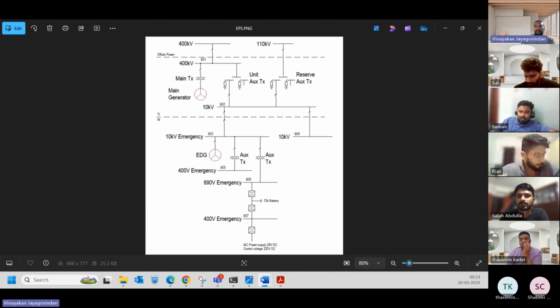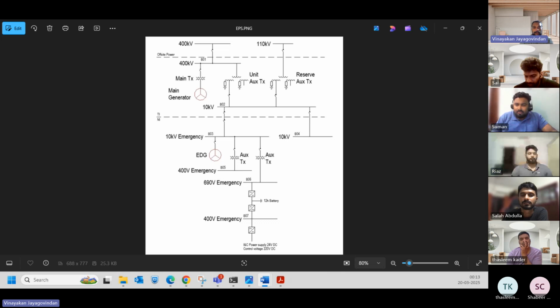So in a nuclear power plant, as we concluded, the emergency power supply system in a loss of AC scenario is a vital component of the plant safety infrastructure. And by designing a redundant, diverse, and reliable power system, the nuclear power plant can ensure continuous operation of safety critical systems during emergencies, preventing catastrophic failures and protecting public health and safety.